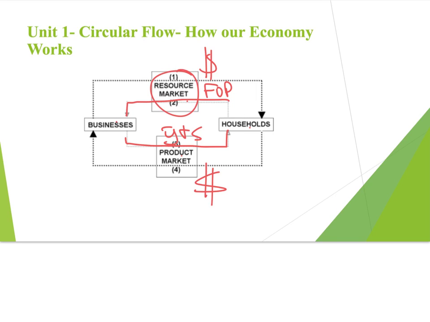Each market has both a buyer and a seller. Households are buyers in the product market and are sellers in the resource market. And likewise, firms are buyers in the resource market and they sell products in the product market.